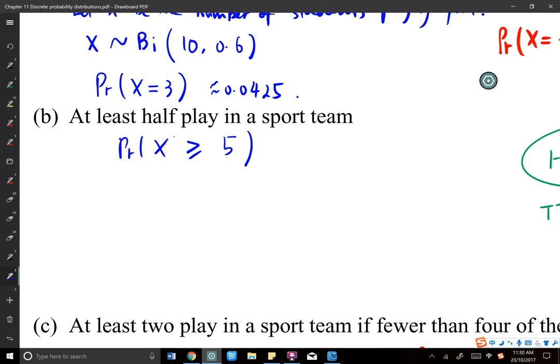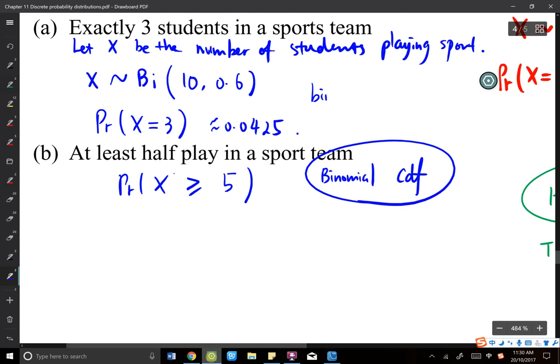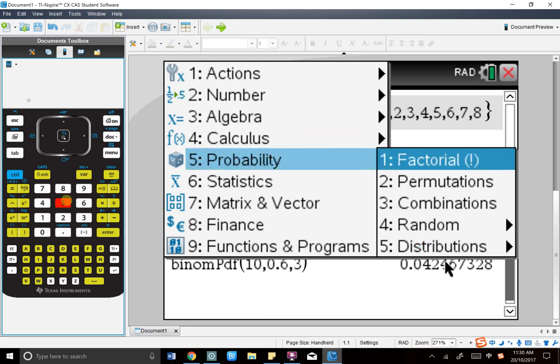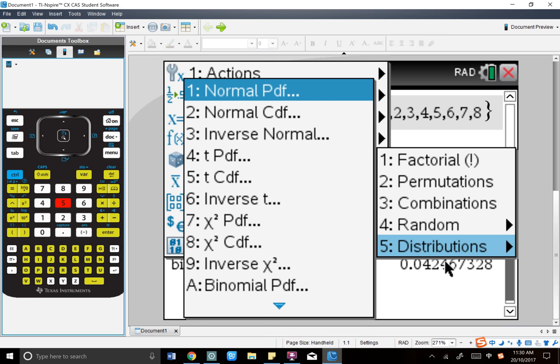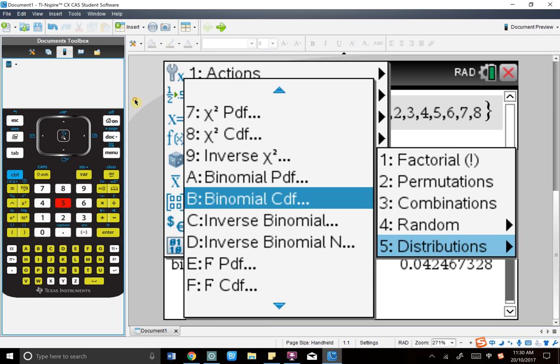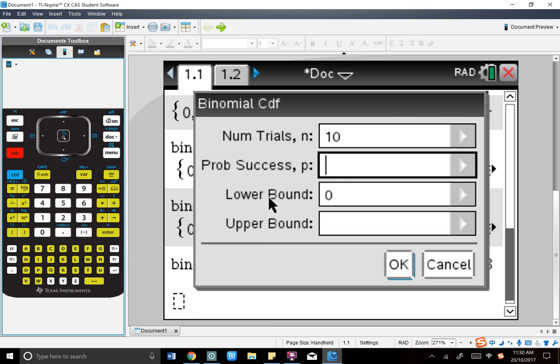Okay, we need to use the binomial CDF in this case. In the previous question, we used the binomial PDF. Now we need to use binomial CDF. So menu 5, 5. I think in your calculator it is E, A, B, C, D, E, but mine's at B. Okay, binomial CDF. Number of trials, I have 10. Success rate 0.6.